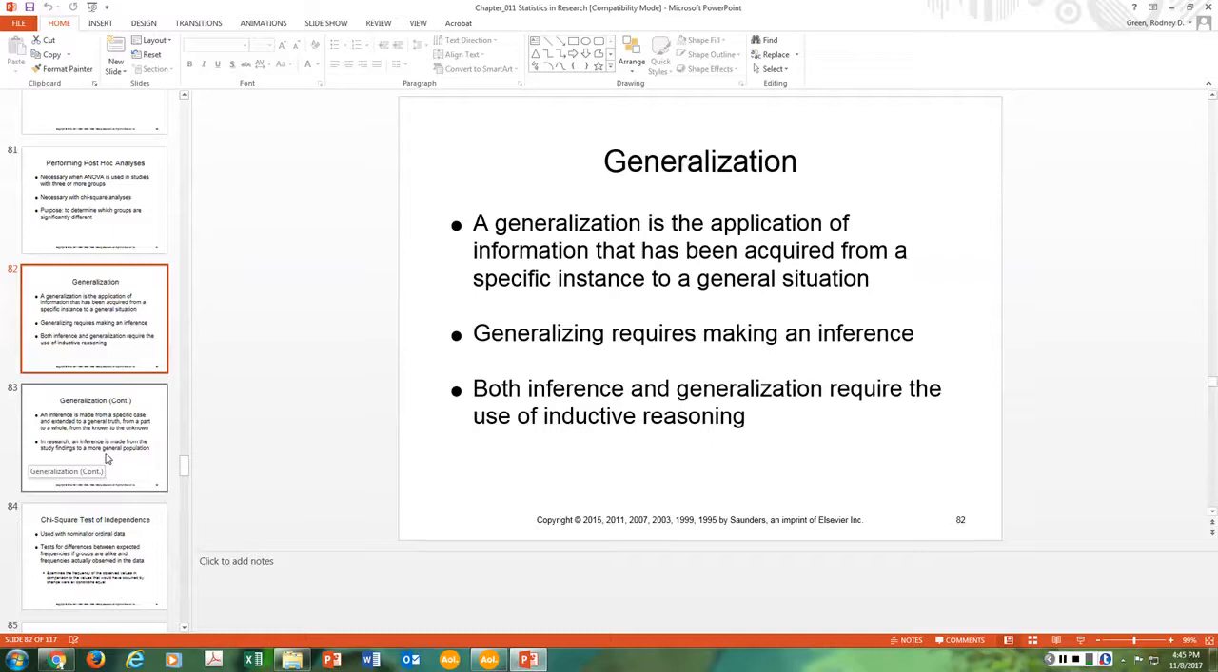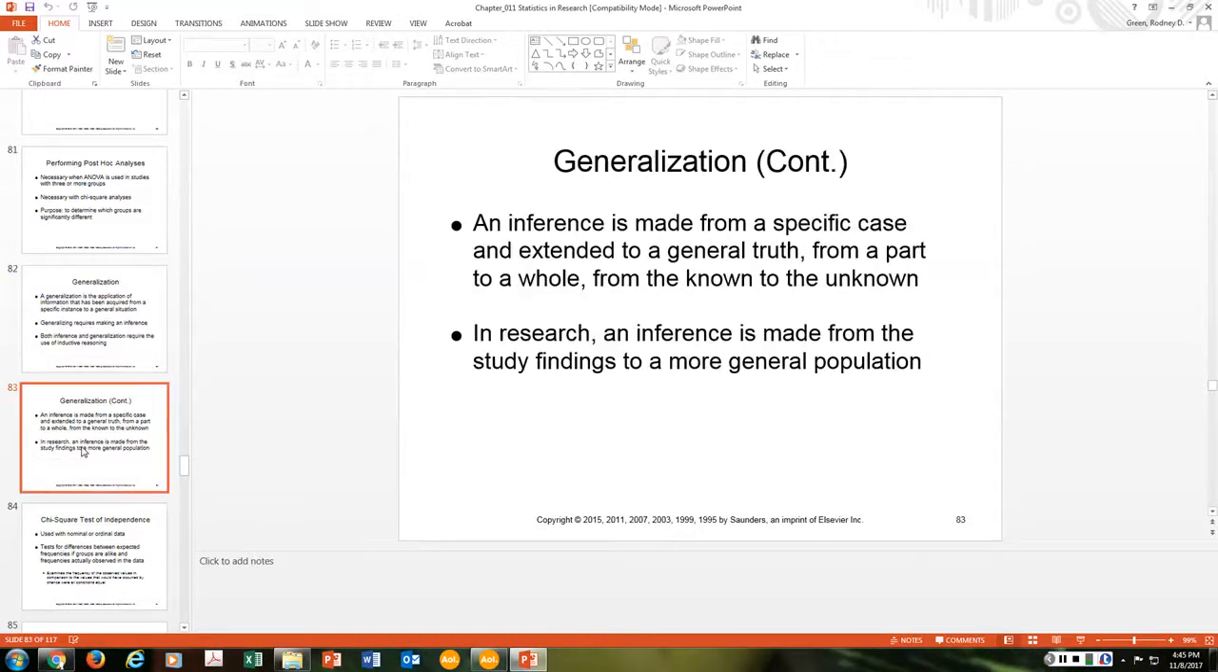So generalization is the application of information that has been acquired from a specific instance to a general situation. Generalizing requires making an inference. Both inference and generalization require the use of inductive reasoning. An inference is made from a specific case and extended to a general truth, from a part to a whole, from the known to the unknown. So in research, an inference is made from study findings to a more general population.